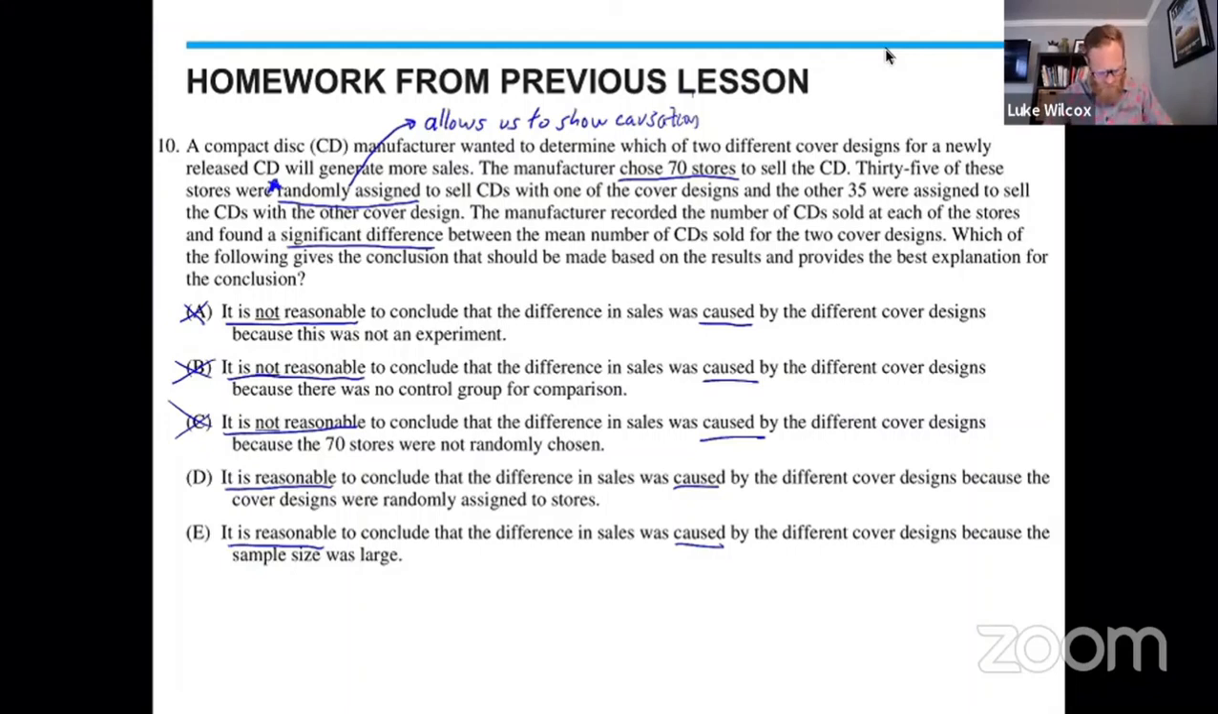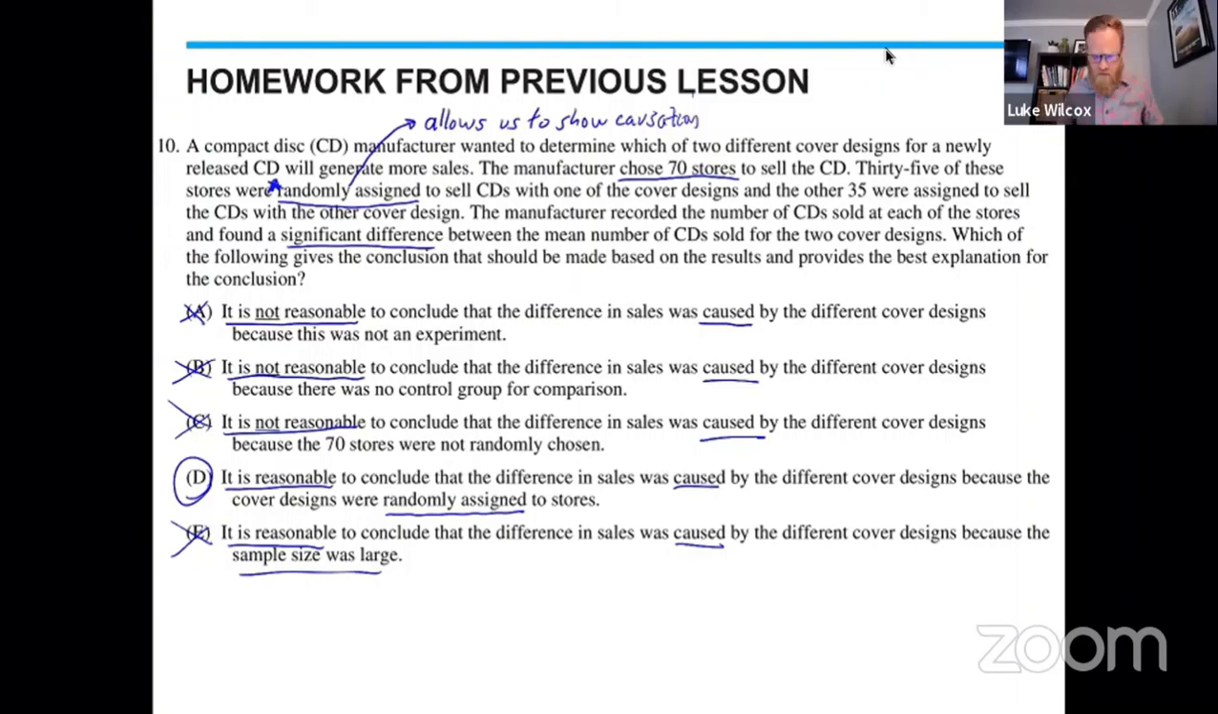So if we look at answer choice D, it is reasonable to conclude that the difference in sales was caused by the different cover designs because the cover designs were randomly assigned to stores. Well, that random assignment is in fact what allows us to show causation. And if I look at answer choice E, they're making reference to the sample size being large, which is a good thing and might help us determine a model for the sampling distribution, but that's not what allows us to say that there's causation. It's random assignment that allows us to show causation. And so the correct answer there is D. So hopefully you did okay with that one.